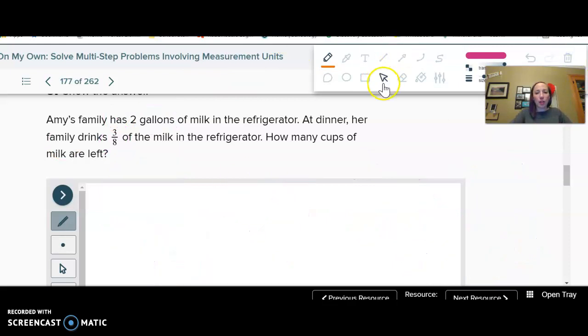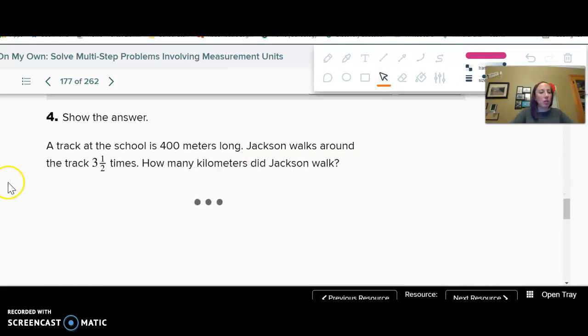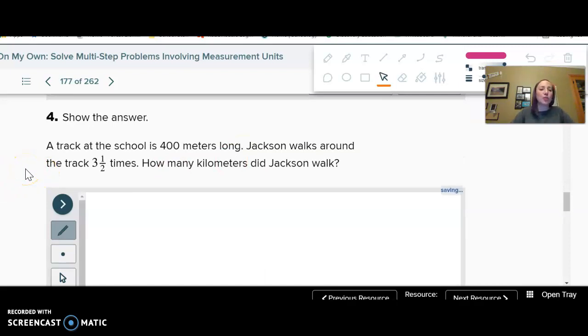All right, one more. And then again, if you need help, no problem. A track at the school is 400 meters long. Jackson walks around the track 3.5 times. How many kilometers did Jackson walk? All right, give it a try.